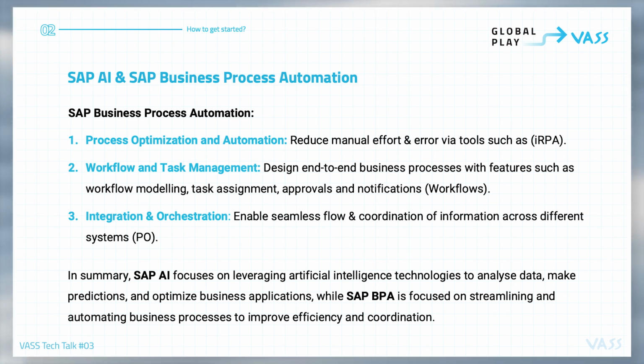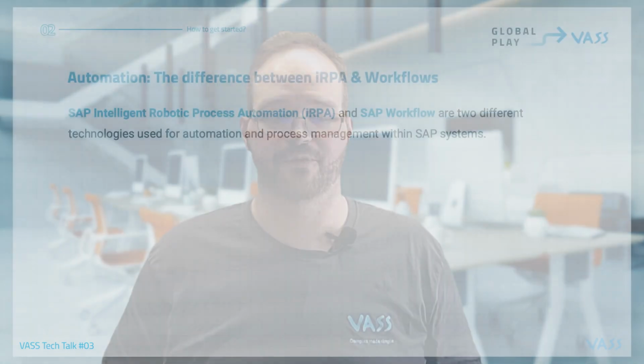And in the summary, that means SAP AI is focusing to leverage artificial intelligence technologies to analyze the data, make predictions, and optimize the business processes, while process automation is focused on streamlining and automating business processes to improve the efficiency of it and to reduce the cost of it.